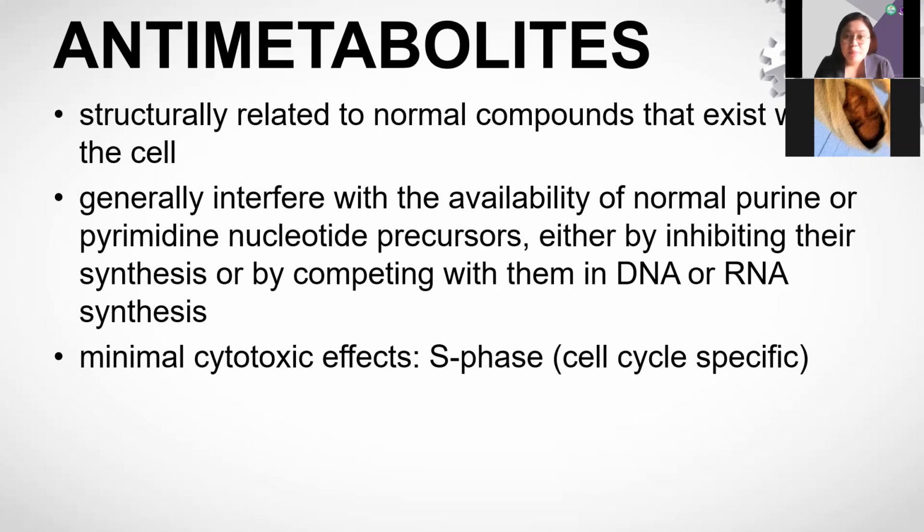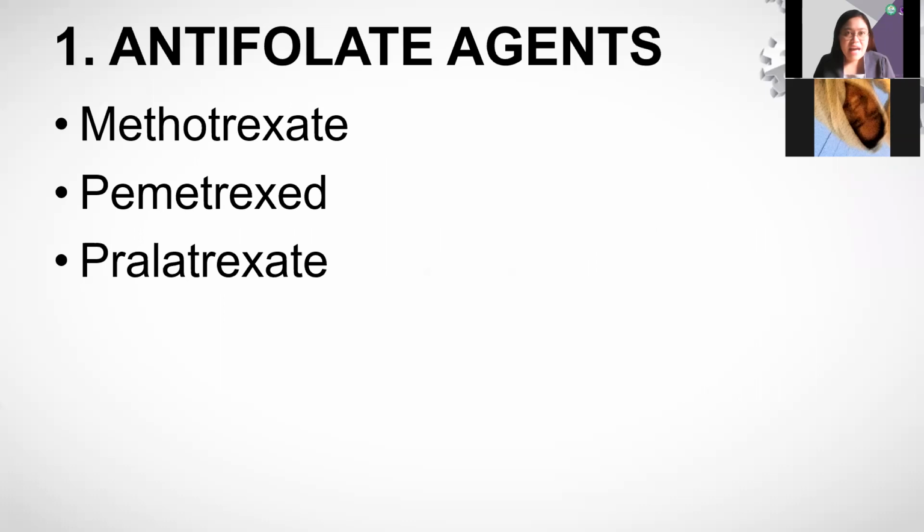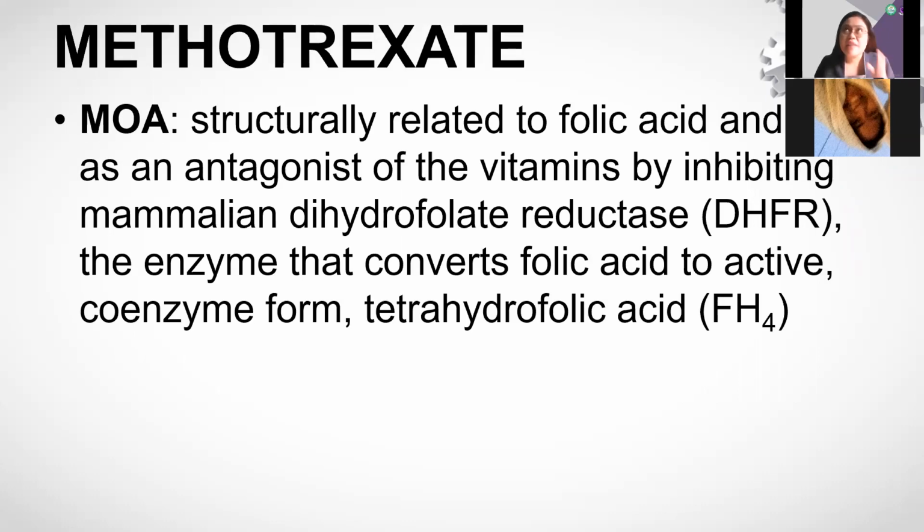And the first group of drugs under these anti-metabolites, which are actually cell cycle specific, especially in the S phase synthesis of the DNA and the RNA, is the antifolate agents, or we simply call these antifolic acid agents. Yesterday, we ended with methotrexate. This is a favorite board exam question, because aside from being an anti-cancer drug, methotrexate can also be used as a drug for autoimmune diseases like Crohn's disease, rheumatoid arthritis, and even psoriasis.